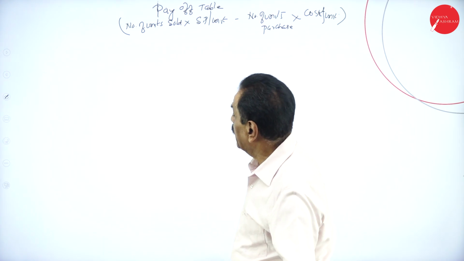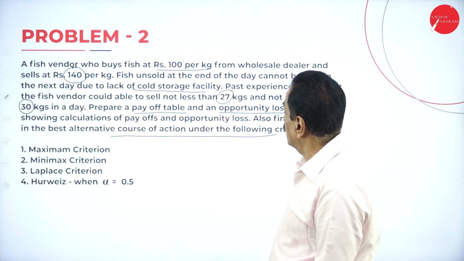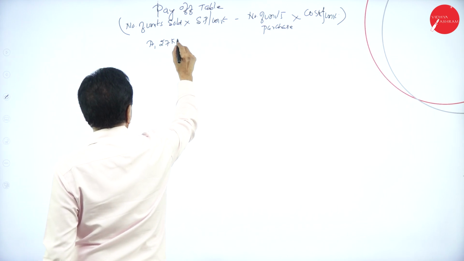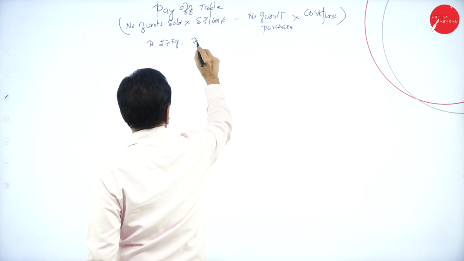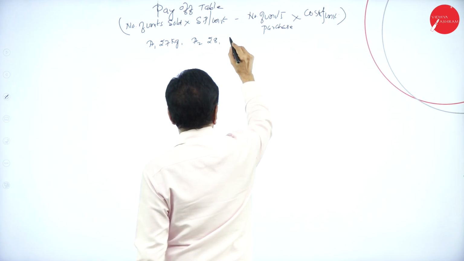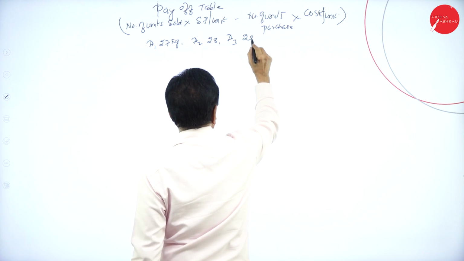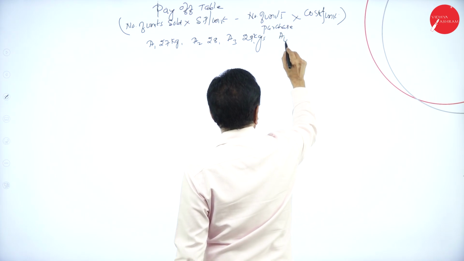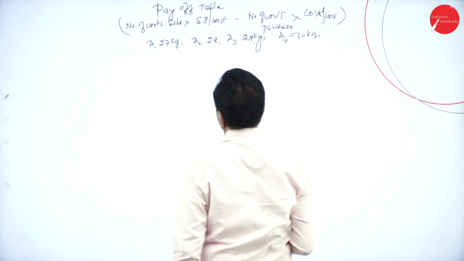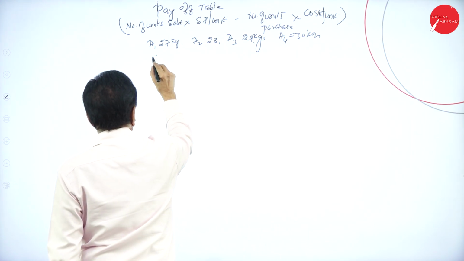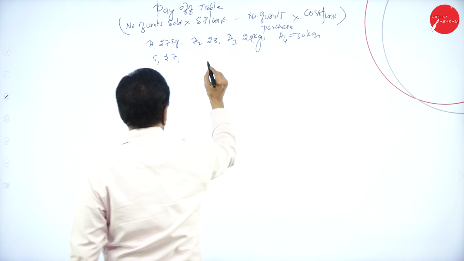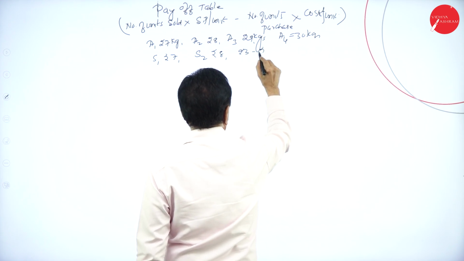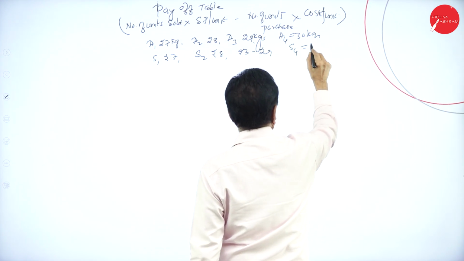Now, what is the number of kgs given here? A1 is 27 kgs, A2 is 28 kgs, A3 is 29 kgs, A4 is 30 kgs. Then S1 is 27 kgs, S2 is 28, S3 is 29, S4 is 30.